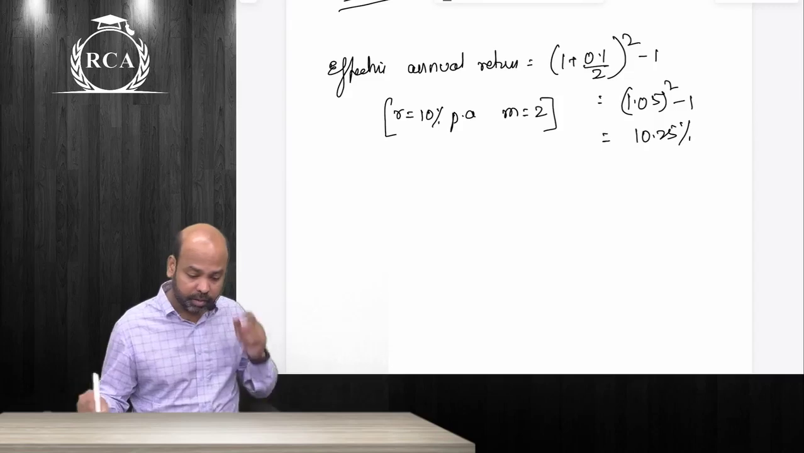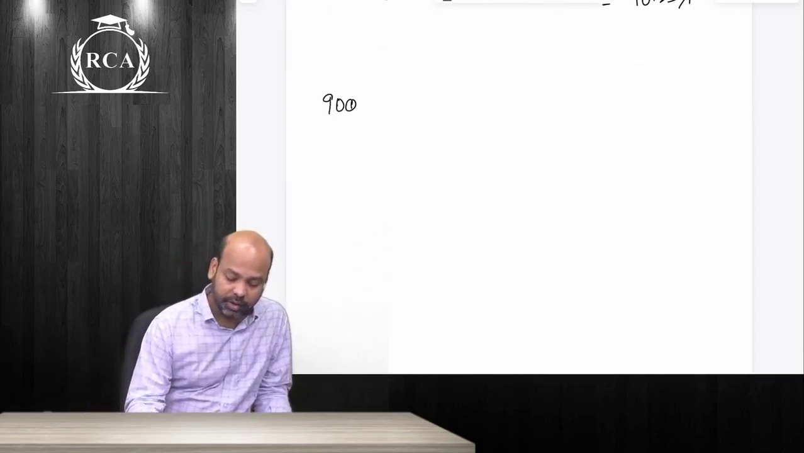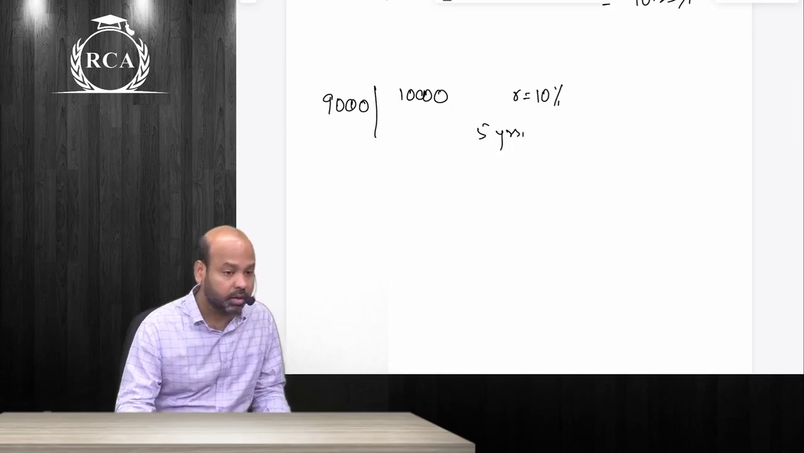How do we determine YTM? Say beta your bond is trading at a value of 9,000, it is redeemable at 10,000, coupon rate is 10%, maturity period is 5 years, payable half yearly.